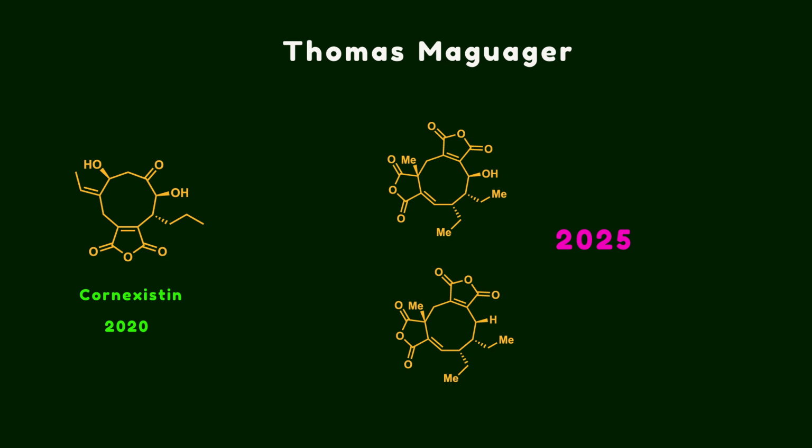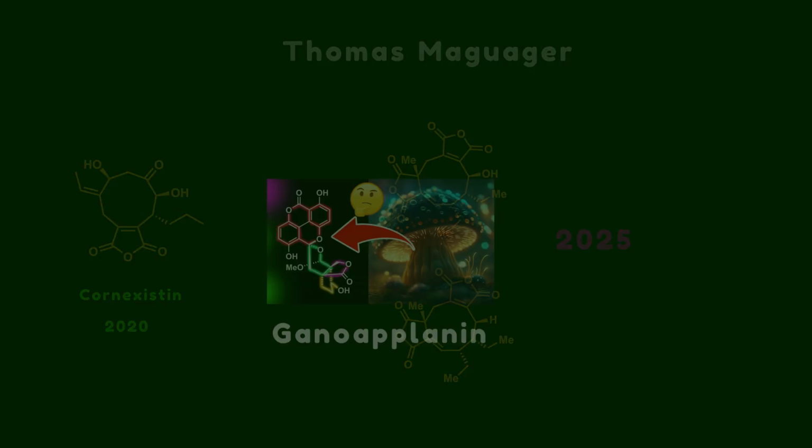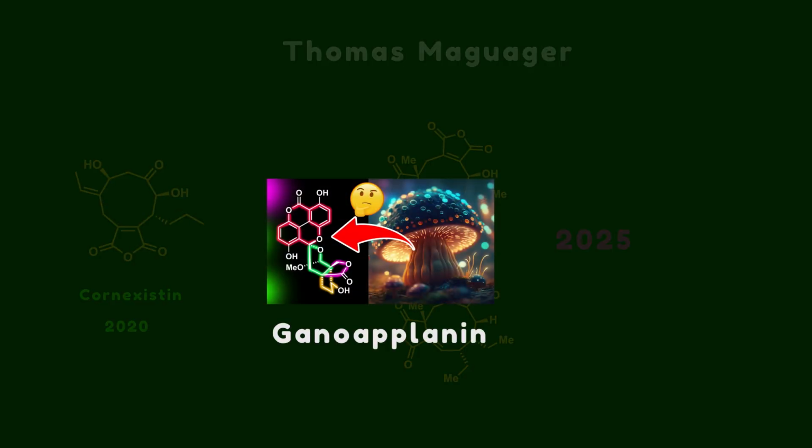The Thomas Magauer group, known for its work on the total synthesis of polyketide-based natural products, has made significant progress in this field. In 2020, they successfully synthesized cornexistin in quantities exceeding 100 mg. More recently, the group introduced a novel asymmetric approach for synthesizing glauconic and glaucanic acid, which is the focus of this video. I also made a video about the total synthesis of gonoplanine, another polyketide synthesized by the Magauer group. Check it out if you are interested in the synthesis of this amazing structure.